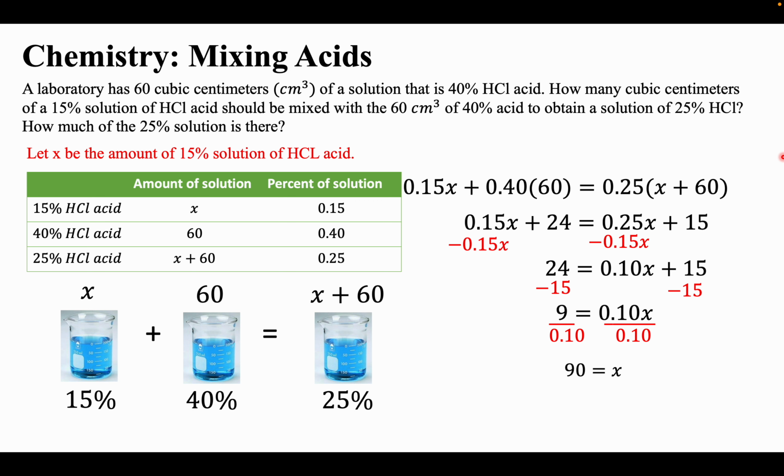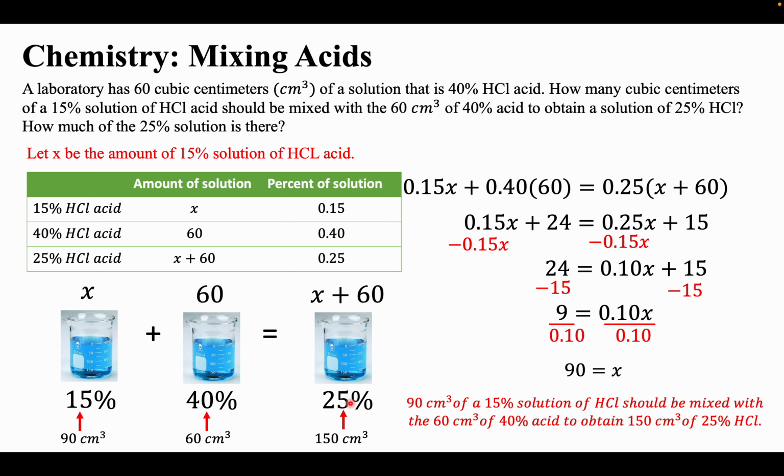What does that tell me? Well, since x is the amount of that 15% solution that we have, that means we have 90 cubic centimeters of this 15% solution, right? And then, of course, we have 60 cubic centimeters of that 40% solution. But if I mix those two up, 90 plus 60 should be the final result here, which is 150 cubic centimeters of that 25% solution is what we have.